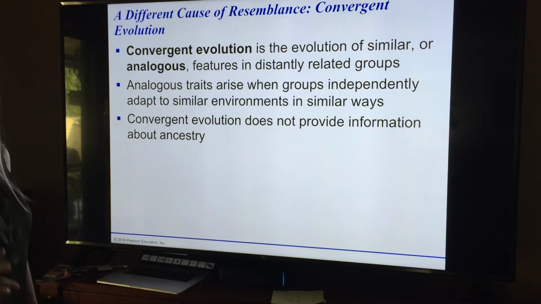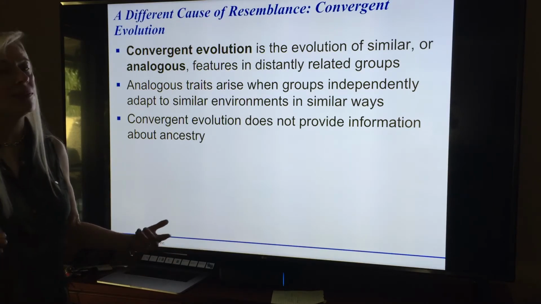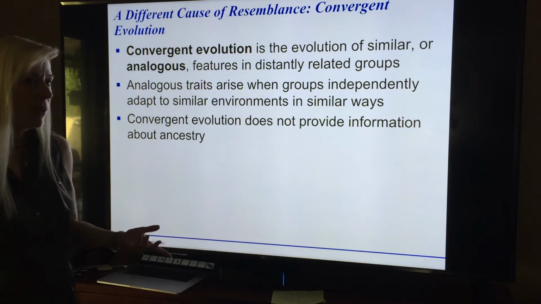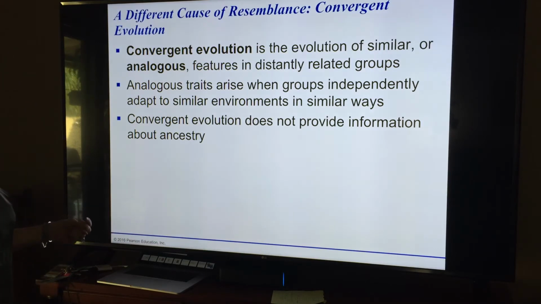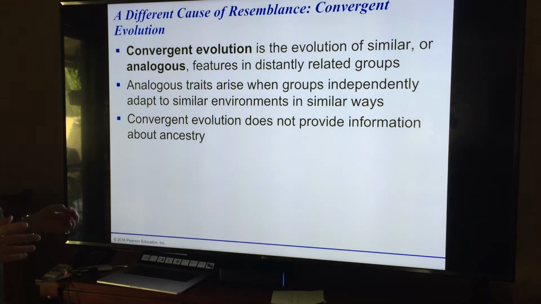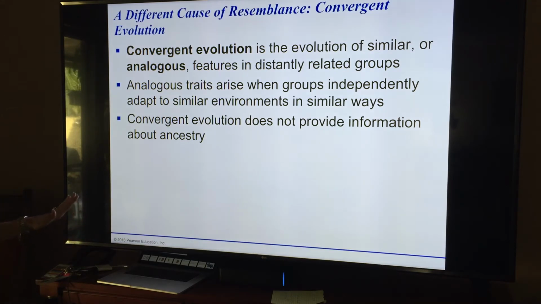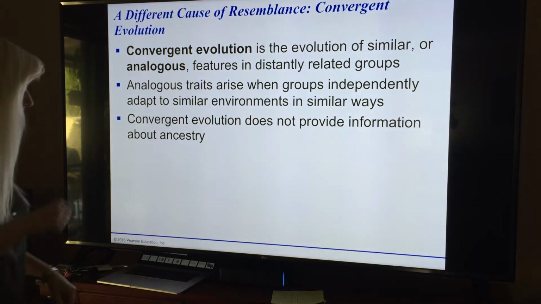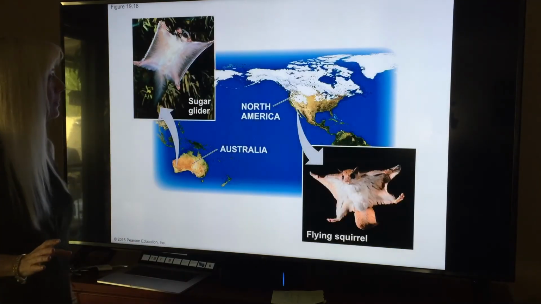So, convergent evolution, this is different. This is when things look the same because they live in the same type of environment, but they didn't evolve necessarily from the same thing, certainly not recently. It is the evolution of similar, or analogous, features in distantly related groups. Analogous traits arise when groups independently adapt to similar environments. Convergent evolution does not provide information about ancestry. And they're always going to give you the same examples.